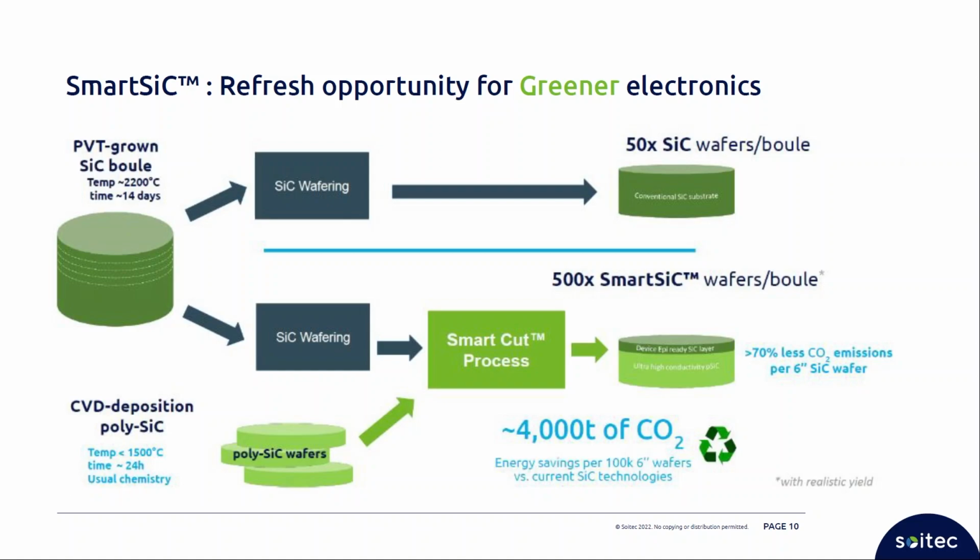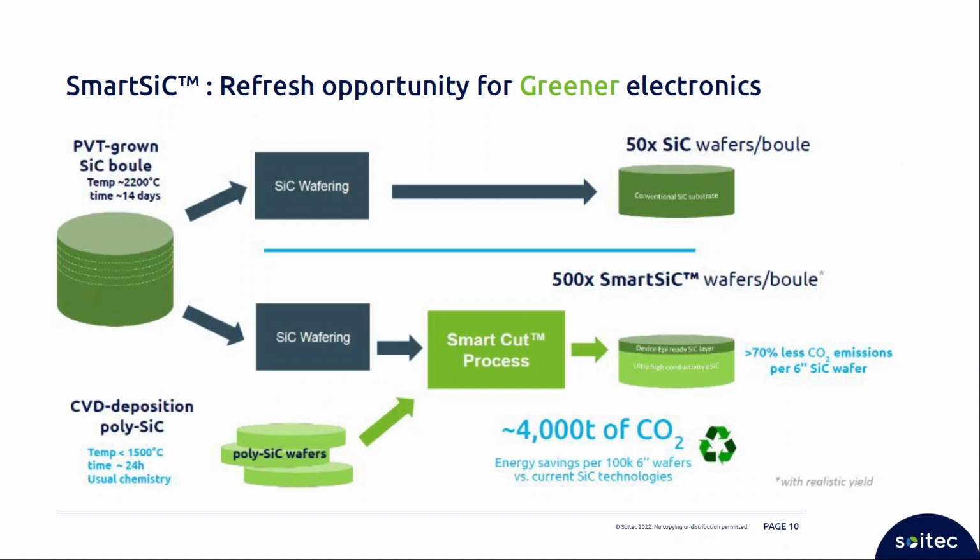The refresh is well known in SmartSiC technology. We apply it within SmartSiC with a very high number of refreshes per donor. The benefit when we talk about green electronics: at the beginning we have donors for the SiC wafer, materials coming from a PVT boule. Boules of SiC need to grow at very high temperature during a very long time, and typically from the boule we obtain 40, 50 monoSiC wafers.